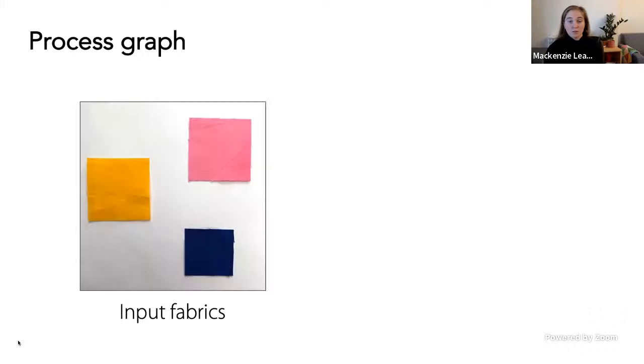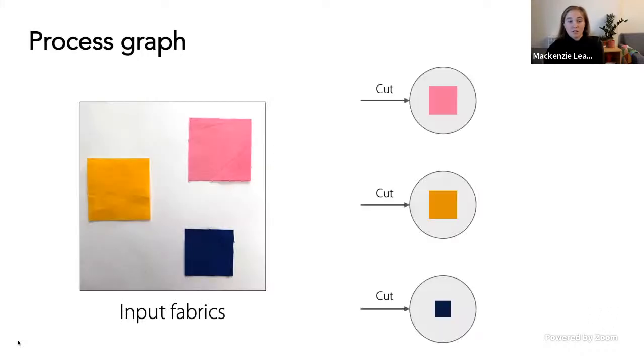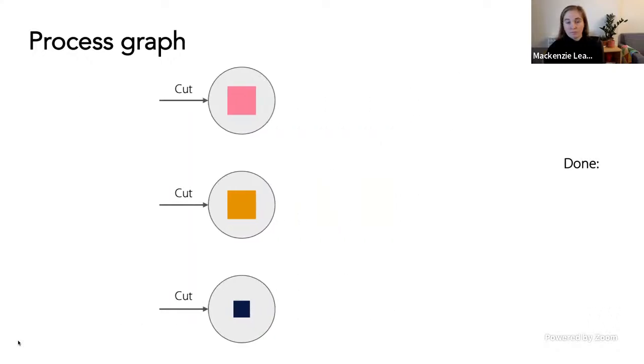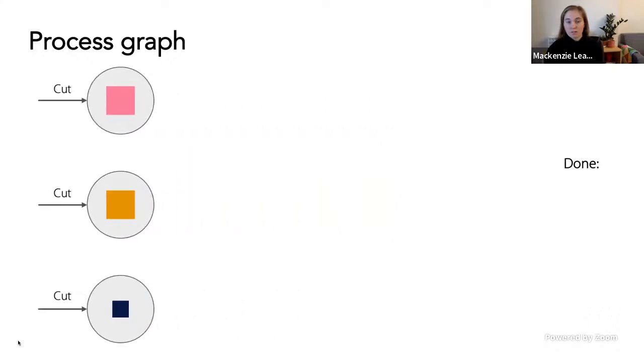So to build our graph, we start with our input photo of our fabrics, and then we add a node for each cut piece. We will also initialize our to-do list and our done list to keep track of how we traverse our graph. Now, since these operations have already been done in the real world, we mark them as real operations, as shown by the blue highlight. We also add these operations to the done list, since they have been done in the real world.